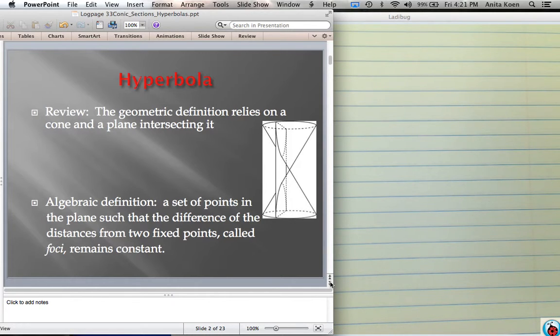The algebraic definition is a set of points in the plane such that the difference of the distances from two fixed points, called the foci, remains constant. Hopefully you'll notice that this is very much like the definition for the ellipse. It's just that in the ellipse, it's the set of points in the plane such that the sum of the distances from two fixed points remains constant. And with the hyperbola, it's the difference of the distances from the two fixed points that remains constant.